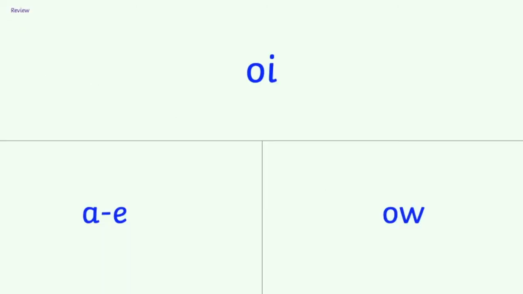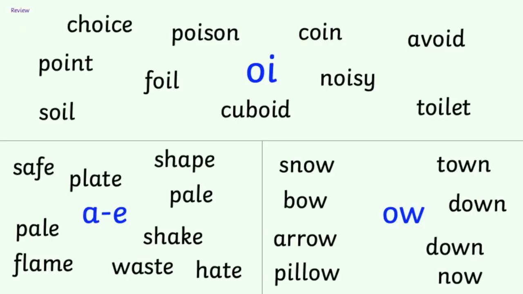Here are the words I came up with. I wonder whether you had any the same as mine or whether you thought of some different ones. Up here I had choice, point, soil, foil, poison, cuboid, coin, noisy, avoid and toilet. For the split digraph AE I had safe, plate, pale, flame, waste, hate, shake, pale and shape.